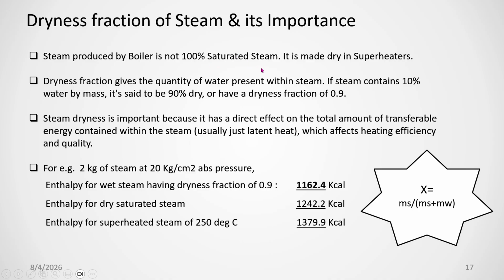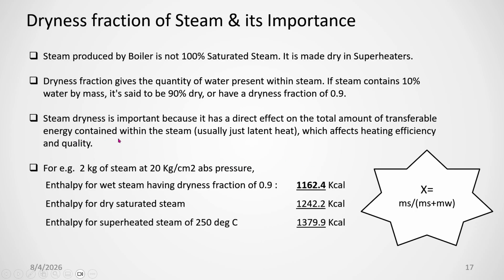Dryness fraction: I have told you that in the boiler you can produce steam with 100% saturation, but if you want to get superheated steam, the saturated steam has to pass through the superheater. Once it passes through the superheater, the steam becomes superheated. Suppose your steam has a water content of 10% by mass, then it is 90% dry, with a dryness fraction of 0.9.